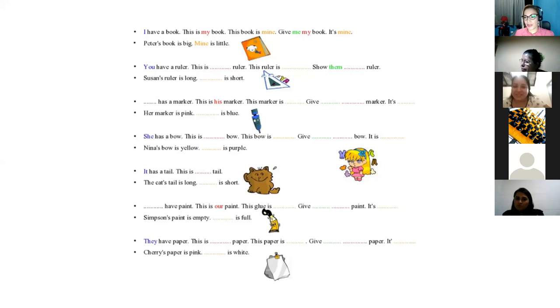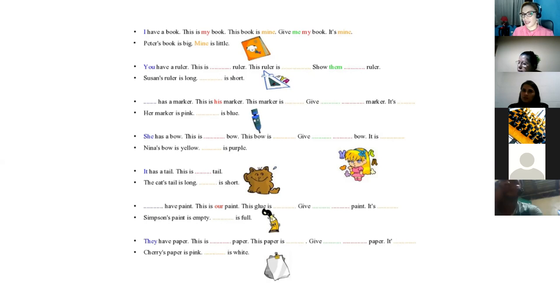Has some marker. Volunteer? This is his marker. ¿Cómo empieza entonces ahí? His marker is his. He. He, ajá. He has a marker. This is his marker. This marker is his. Give him his marker.